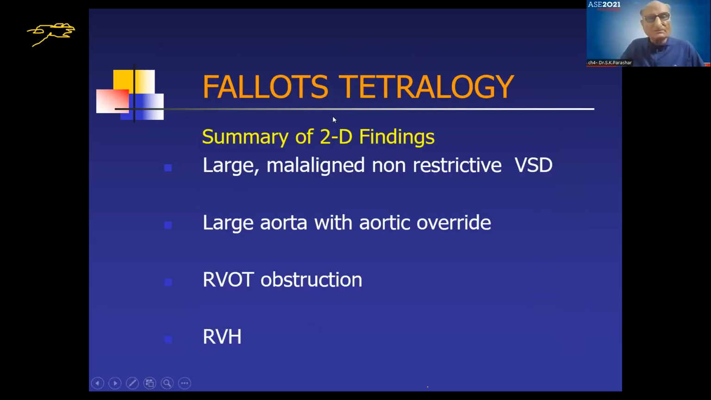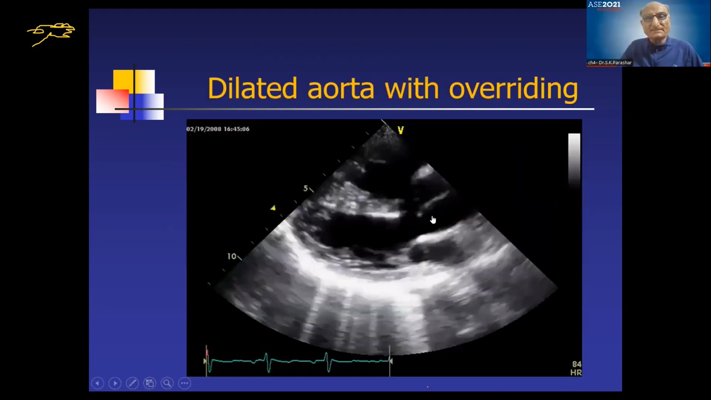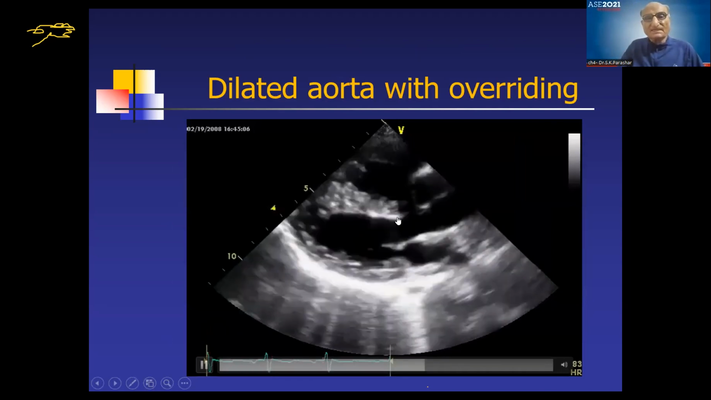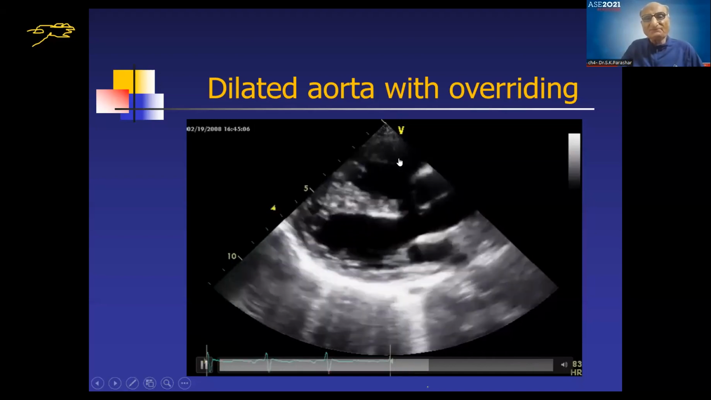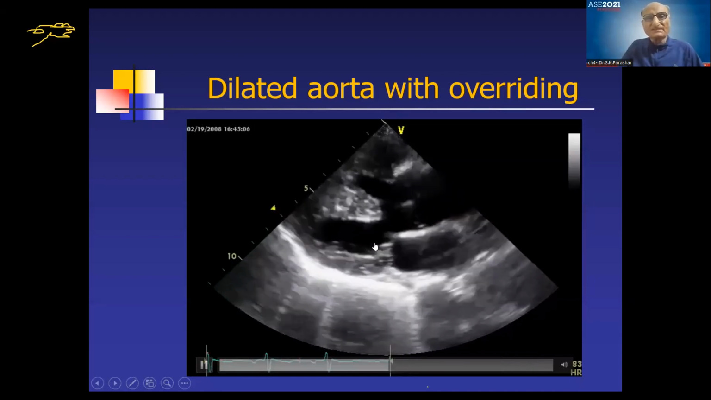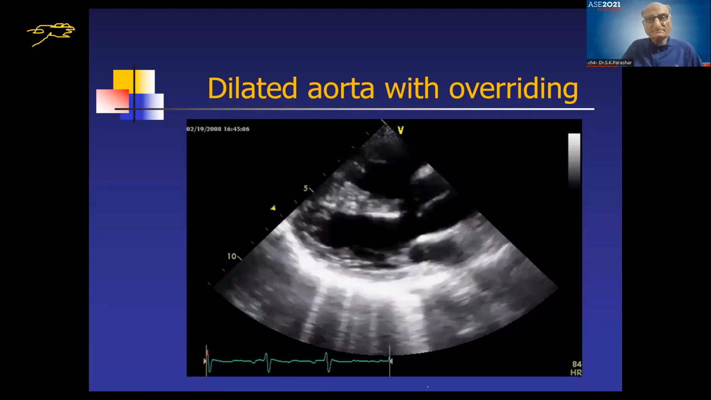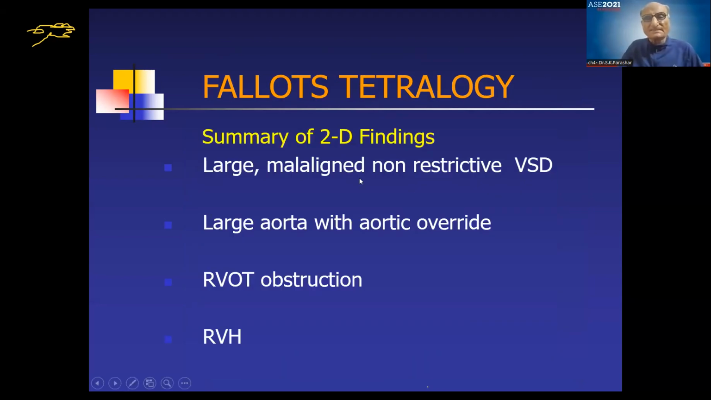So, a summary of the 2D findings: a large, malaligned, non-restrictive VSD. Non-restrictive means it is a large VSD, because the smaller the VSD, the more restricted it is. Here it is a free flow from the left ventricle to the right ventricle, so it is also known as unrestricted. So there is a large non-restrictive VSD, a large aorta with aortic override, RV obstruction which I will show you, and right ventricular hypertrophy. These are the four features of Fallot.